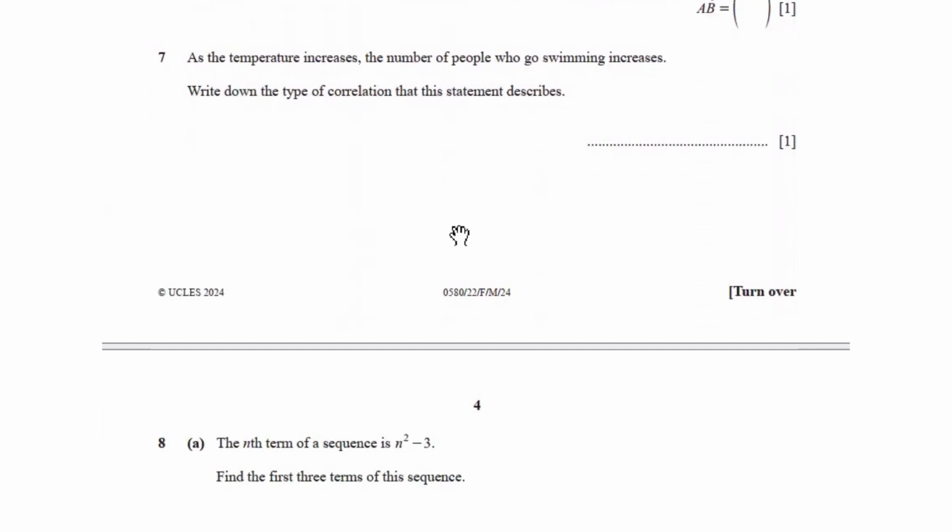Question 7 says, as the temperature increases, the number of people who go swimming increases. Write on the type of correlation that the statement describes. So as the temperature is increasing, the people who are swimming are also increasing. So when both things are increasing, that means it's positive correlation. If one thing is increasing and the other is decreasing, then it's negative correlation.